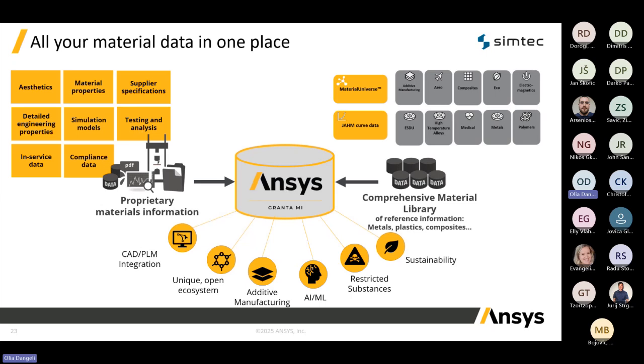With Granta MI, you can collect all your material data in one place. That includes everything from simulation models and test data to supplier specifications and in-service data. On one side, you've got your proprietary materials information, the data you've generated and tested over the years. And on the other, you have access to a comprehensive reference library, including data for metals, polymers, composites, and so on. This data can then be leveraged across your organization in powerful ways, from CAD and PLM integration to additive manufacturing and AI and ML initiatives.